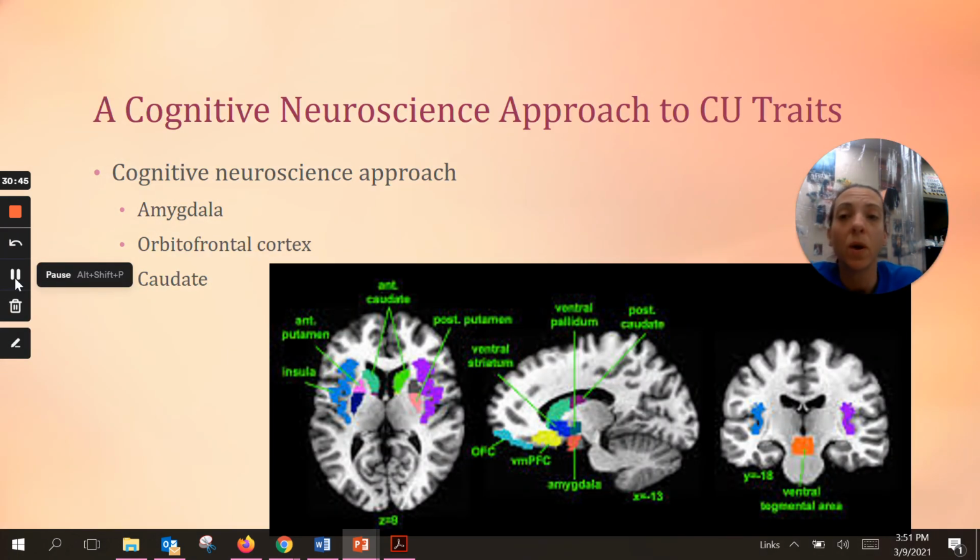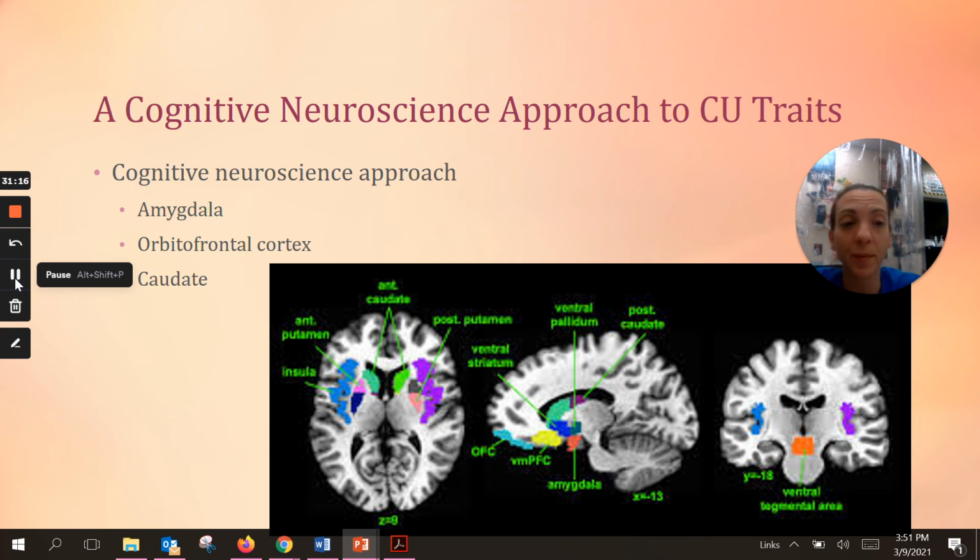So let's talk about the cognitive neuroscience approach. A cognitive neuroscience approach helps to explain which neurological phenotypes may be inherited and lead to the temperamental style that places a child at risk for developing CU traits. It's concerned with functional neural architecture, and it provides an account of how computational processes in our brain are disrupted within a specific neural system and how that gives rise to disruptive behavior disorders. So there's three main structures that we're going to talk about.